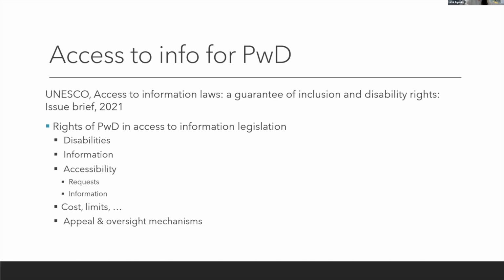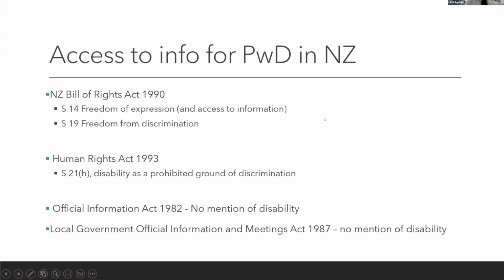So once I did that, I decided to look into what was happening around access to information for persons with disabilities in New Zealand, and explain the existing legal framework around access to information and disability. So I have mentioned the Official Information Act 1982, which is the piece of legislation I looked at for the research for UNESCO, which does not mention disability.